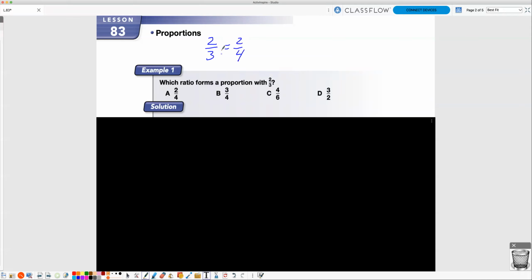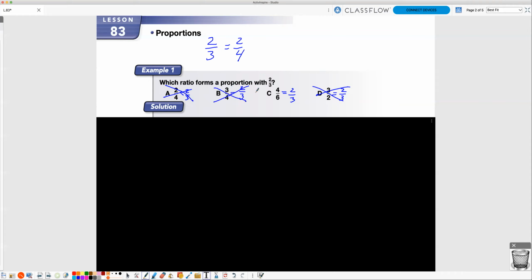Is 2 is to 3 as 2 is to 4, or is it going to be 3 to 4, or 4 to 6, or will it be 3 to 2? I can tell you right now, it is definitely not going to be that one because you can't reciprocate those. 2 to 4 is not the same as 2 to 3. You can't multiply 2 times 1 to get to 2 and then 4 times 1 to get to 3, so it's not going to work there. This one, you can't do anything to the 3 to make it turn into a 2.